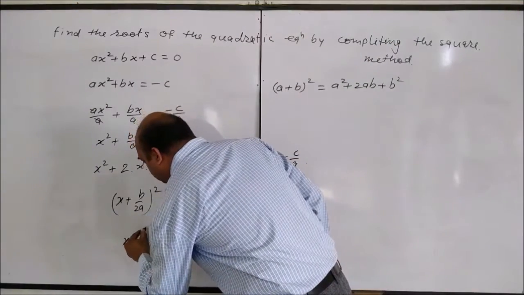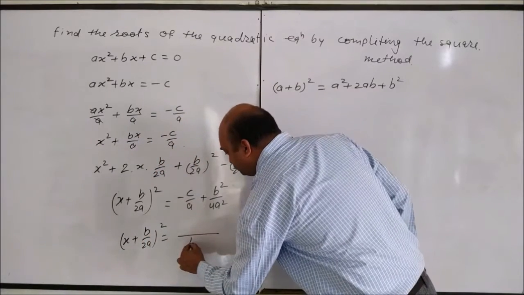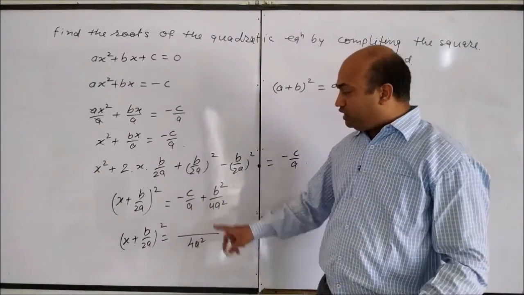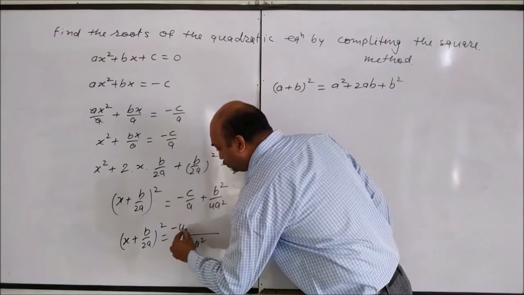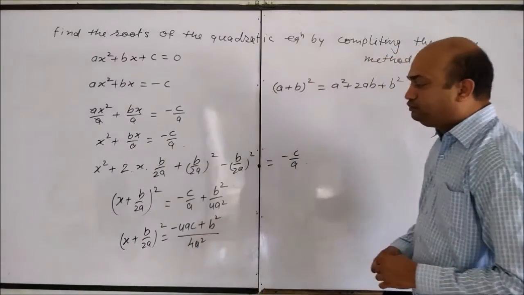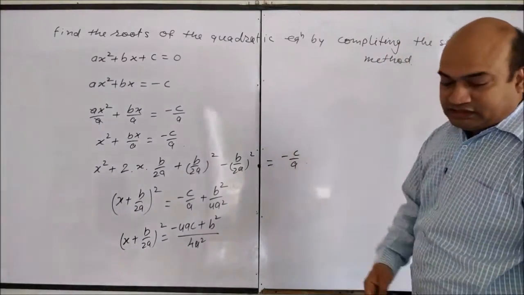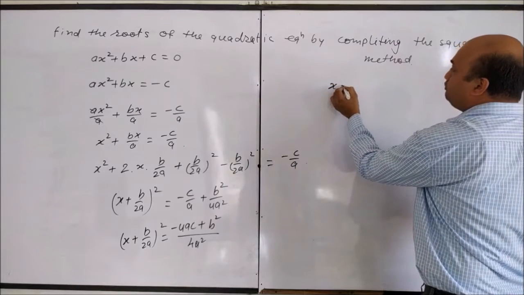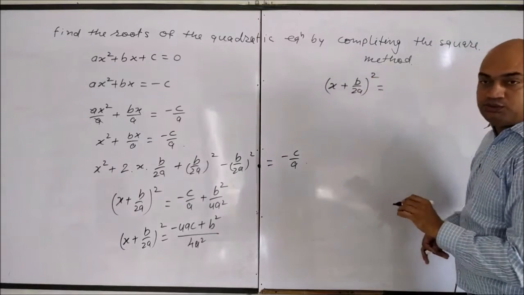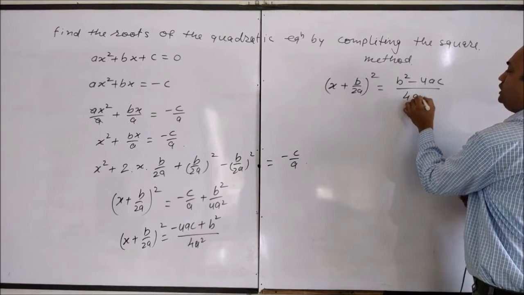Now x plus b by 2a the whole square is equal to, here we take LCM 4a square. 4a square we divide by a, we will get only 4a, that we multiply to c, it will be minus 4ac, plus this when we divide by this, we will get it as b square. So this we get x plus b by 2a whole square is equal to b square minus 4ac upon 4a square.